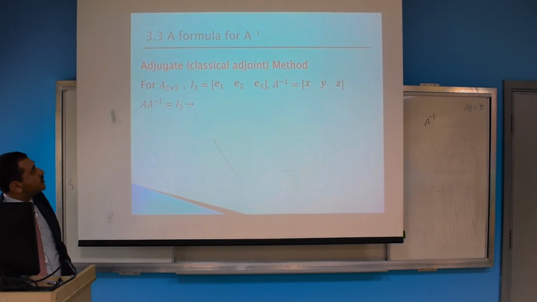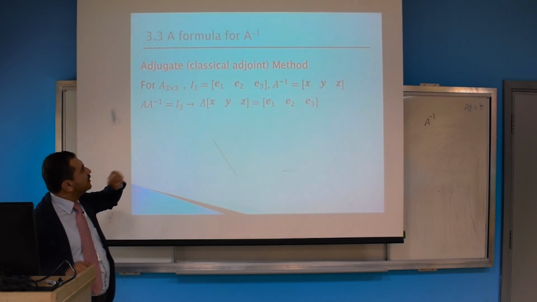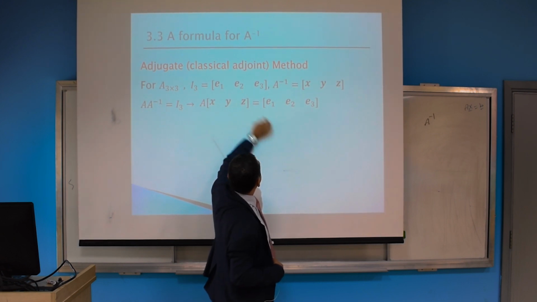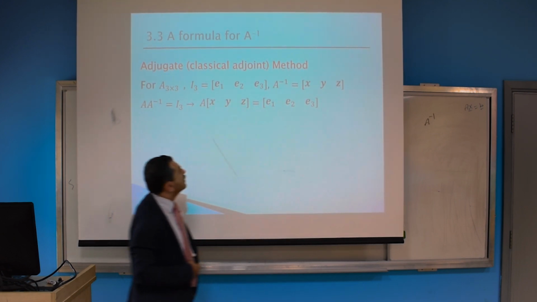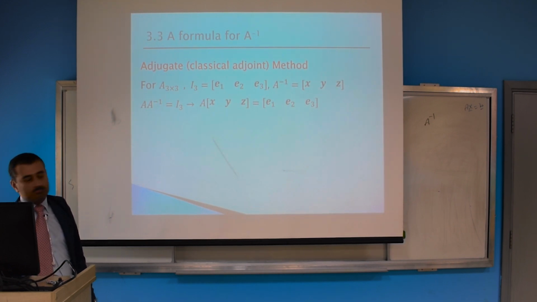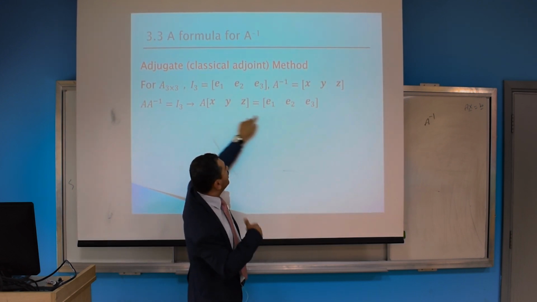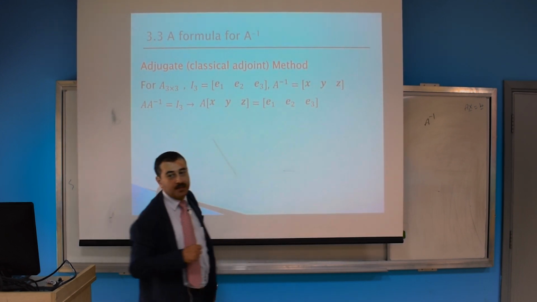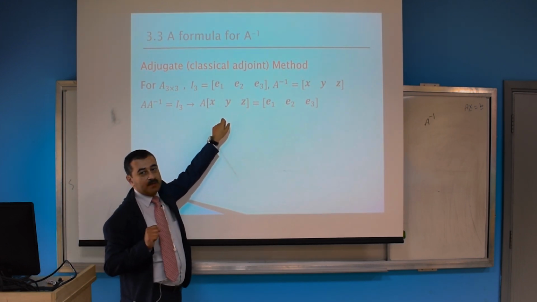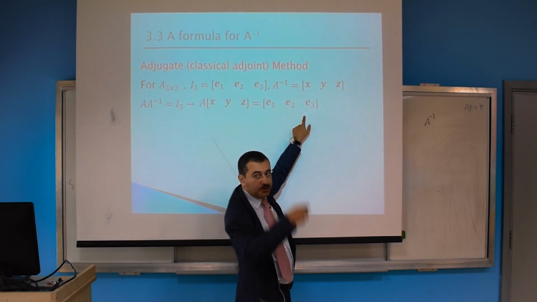So let's write it this way. A times the inverse of A would be I3. So A times the inverse, which is X, Y, Z, equals the columns of the identity. From this, we can say that AX equals E1, AY equals E2, AZ equals E3. Let's take one of them, AY, for example. AY must be equal to E2, which is 0, 1, 0.